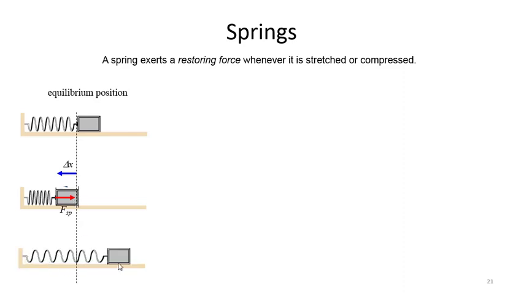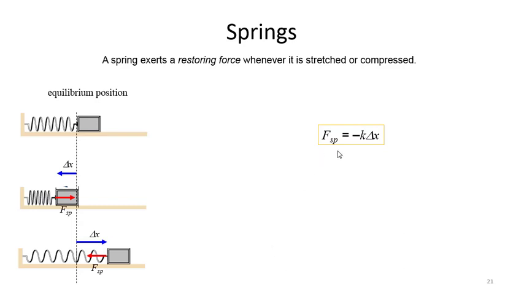Similarly, if we stretch the spring out, so now the spring has been stretched to the right, so there's this displacement to the right, there's a delta x to the right. At this point, the spring is going to be pulling the block back to the left. That's going to be the direction of the spring force. Okay.